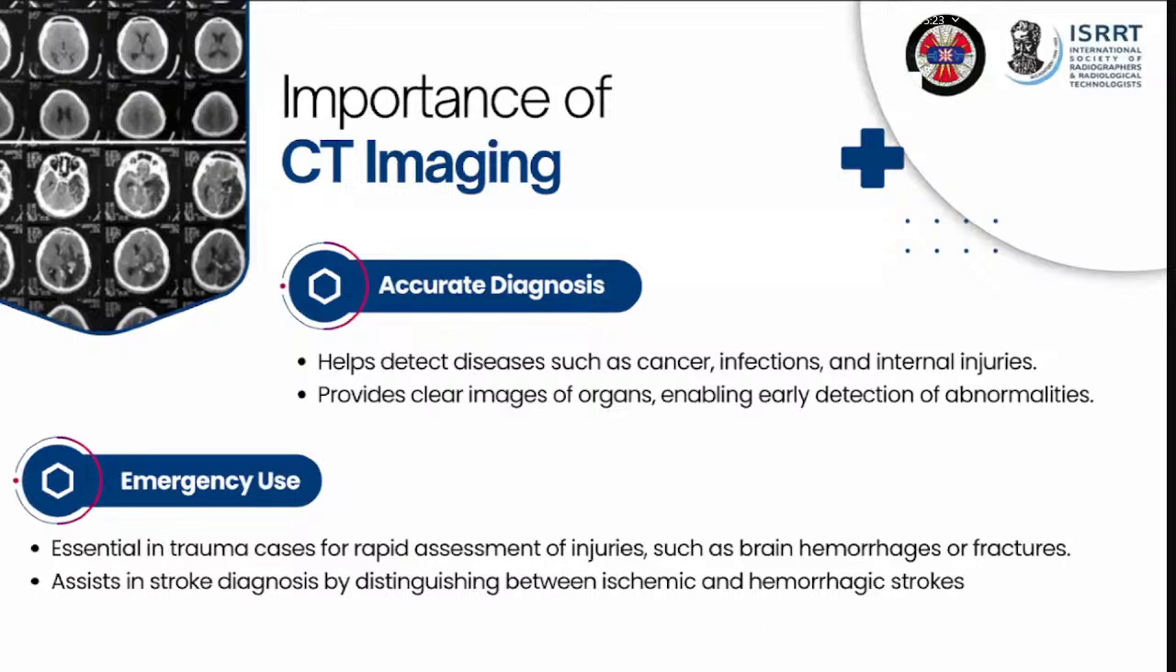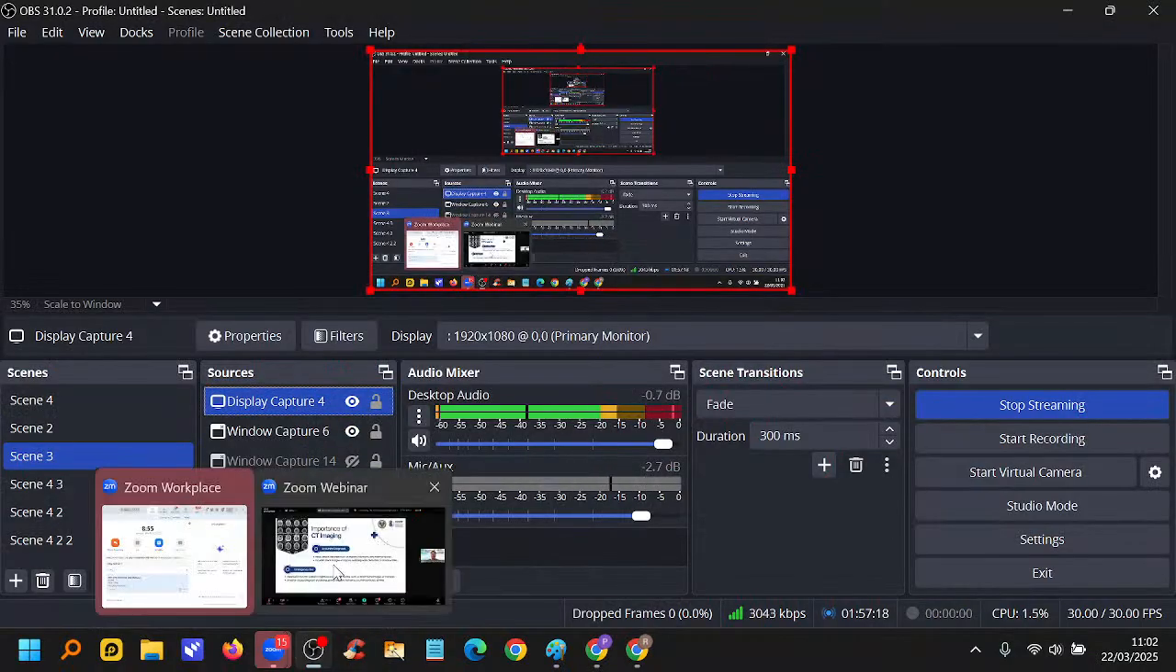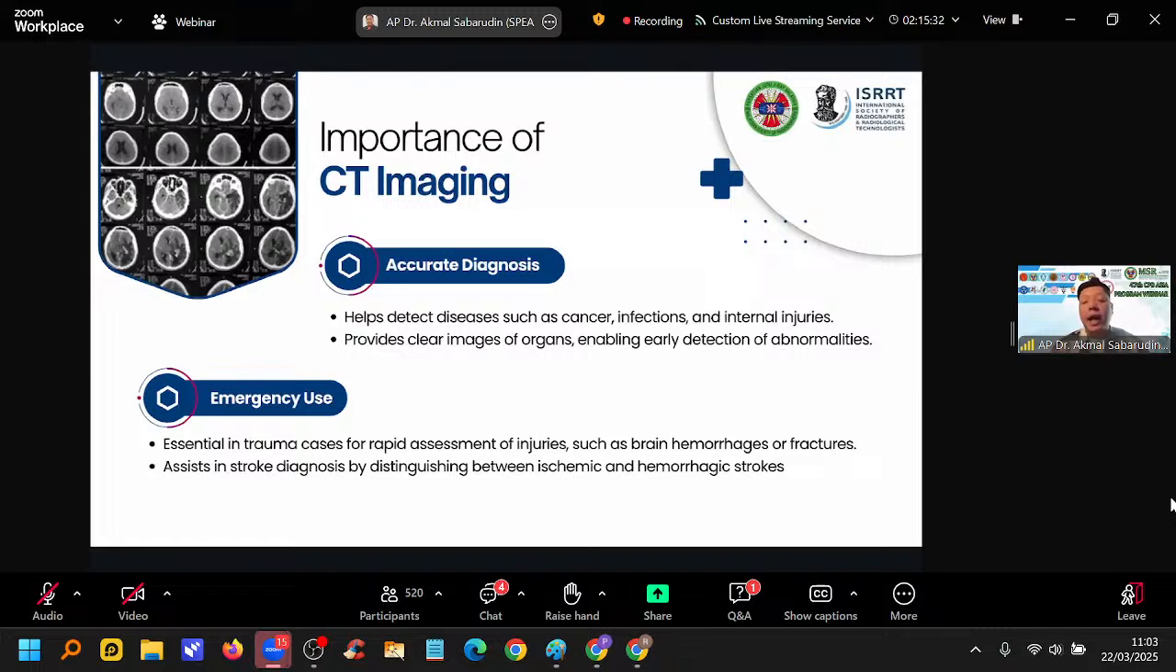Okay, so first, of course, accurate diagnosis. CT helps detect diseases such as cancer, infection, and internal injuries, and also provides clear images of organs, enabling early detection of abnormalities. So this is what we understand of how accurate it can be.